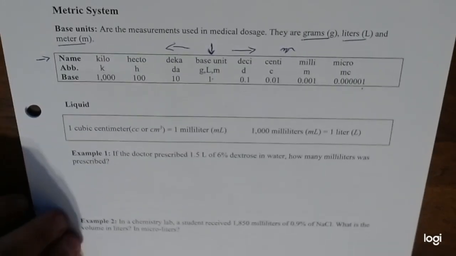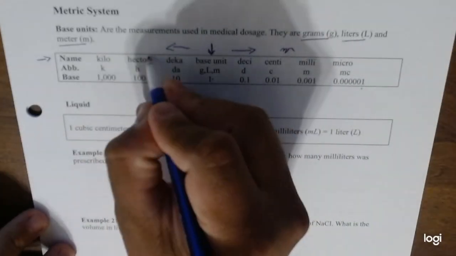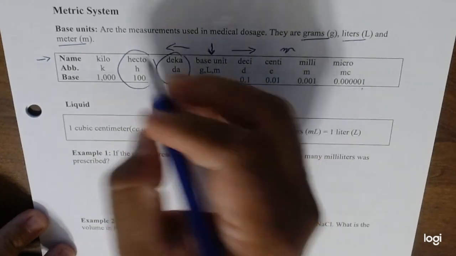There we go. A little off there. All right, so these are abbreviations for each one. K is kilo, H is hecto. You rarely use this one, and also this one. Mostly it's going to be kilo.